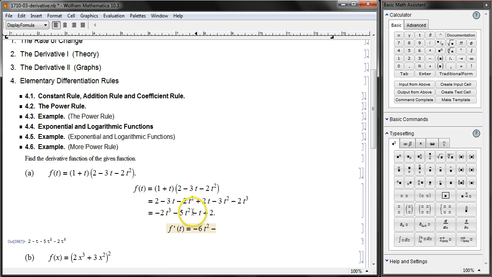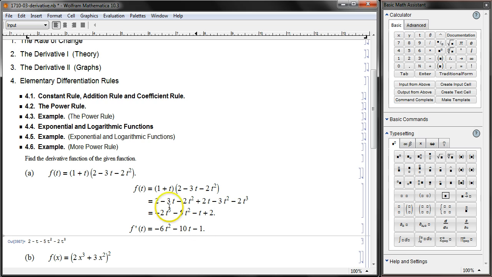Next, again the power rule, multiply by the power and subtract 1 from the power. 1 power, so I don't have to write it. And the first power multiply, so I need 1, and then 0 power. This is a constant, so that's gone, and that is the derivative function.